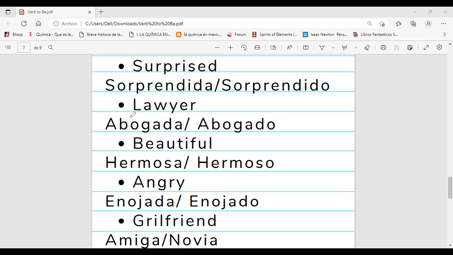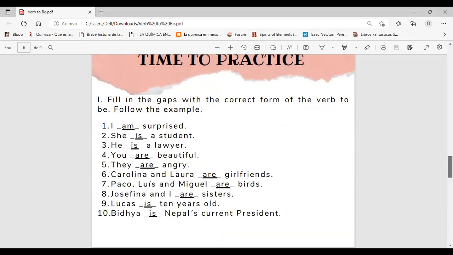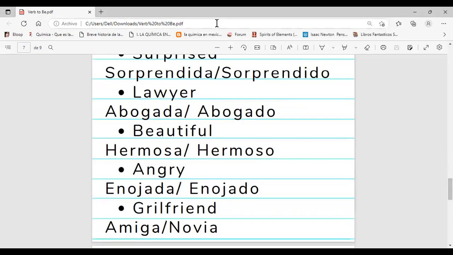Next one is lawyer. Lawyer could be abogada or abogado. In this case, we were using he. So he is a lawyer. He is an abogado. Okay, not abogada. Abogado. He is an abogado. He is a lawyer. We continue.